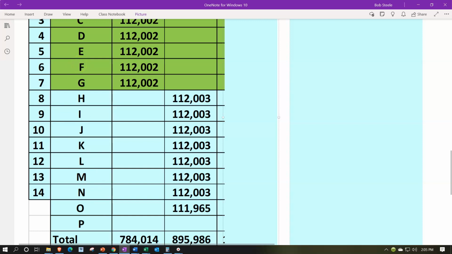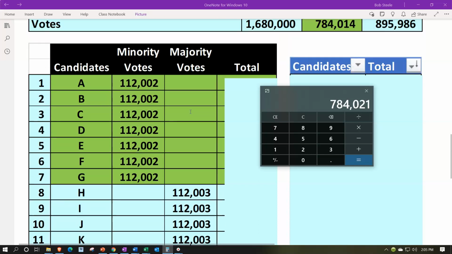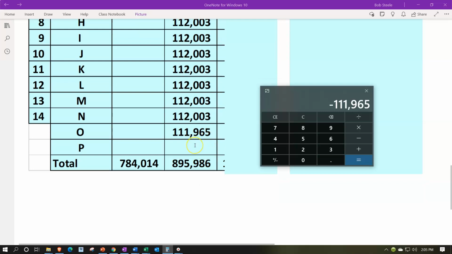And they can't really do that because if we added these up, we'd say, okay, how many votes do they have? They got 112,003 plus 112,003 plus 112,003, and so on. Yes, it would have been easier to do multiplication there. But minus the amount of votes that they have, which is this amount, the 895,986, that means they have only 111,965 to vote for this last one, and they need that last one to kick us out up top.